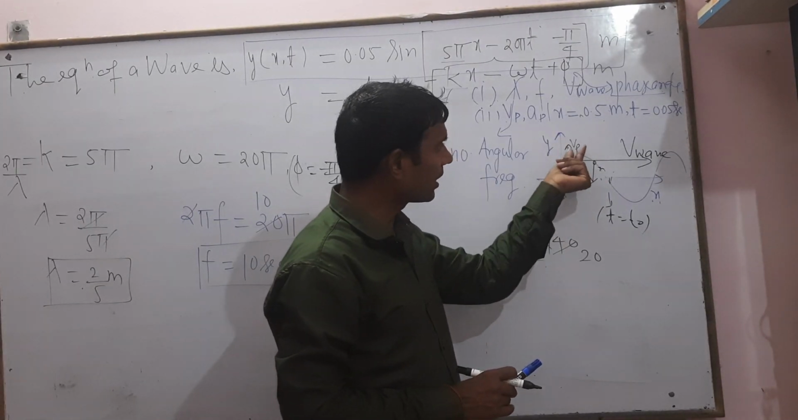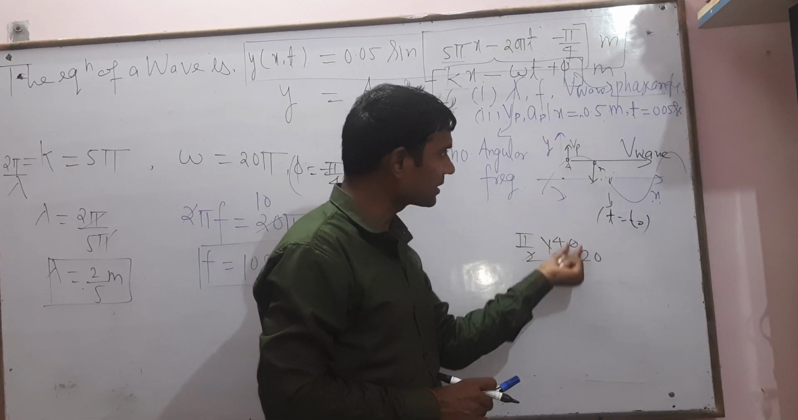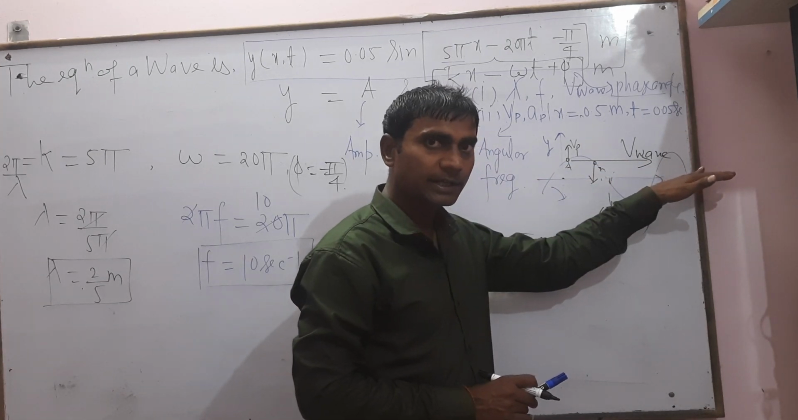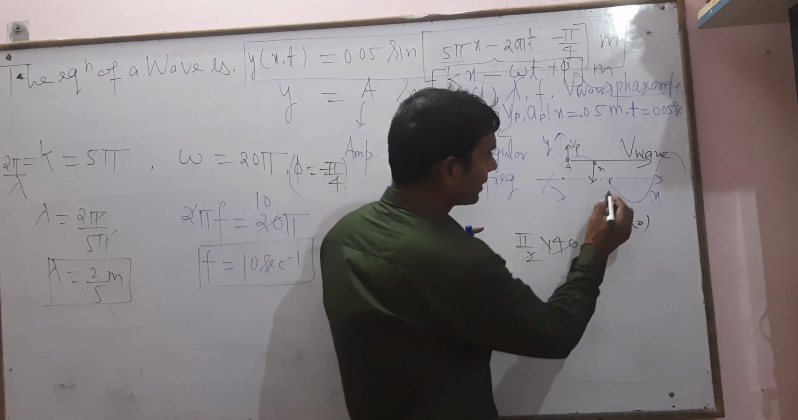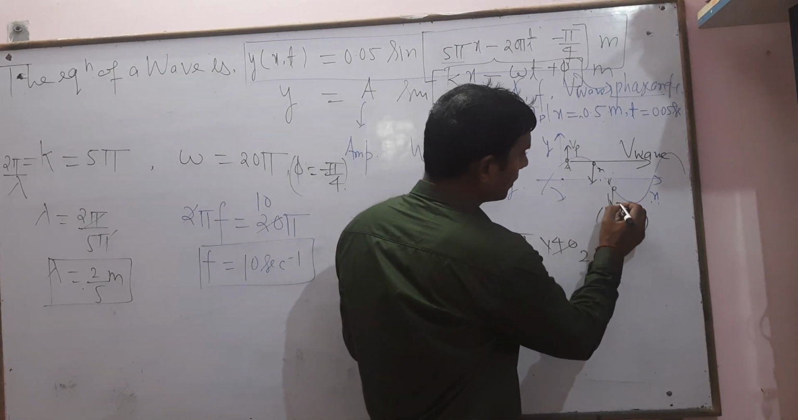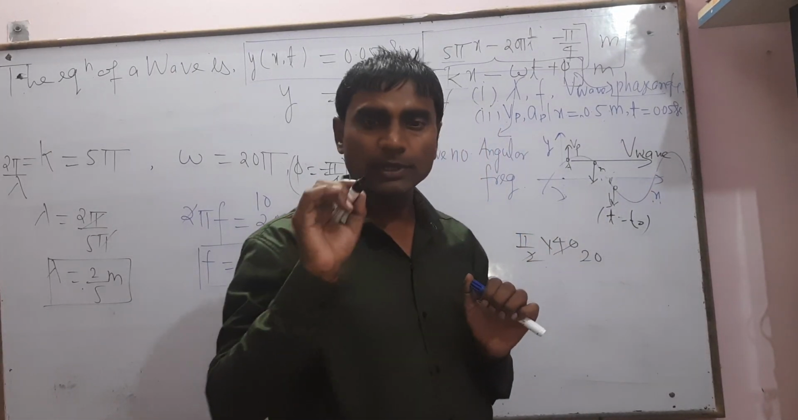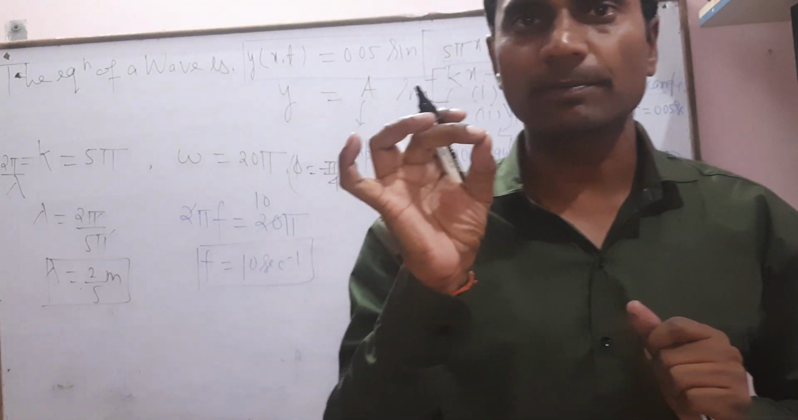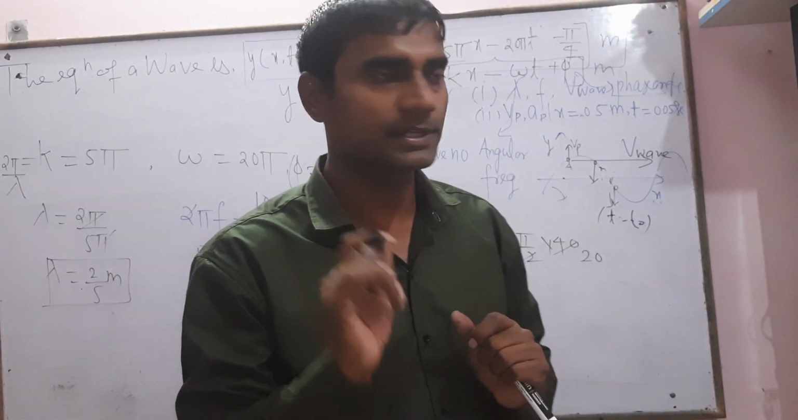This is the particle velocity. This is the particle acceleration. Wave velocity: the wave is going in this direction. If we talk about that point, the direction of the velocity of a particle and the acceleration of a particle, we will discuss in the next videos, all types.